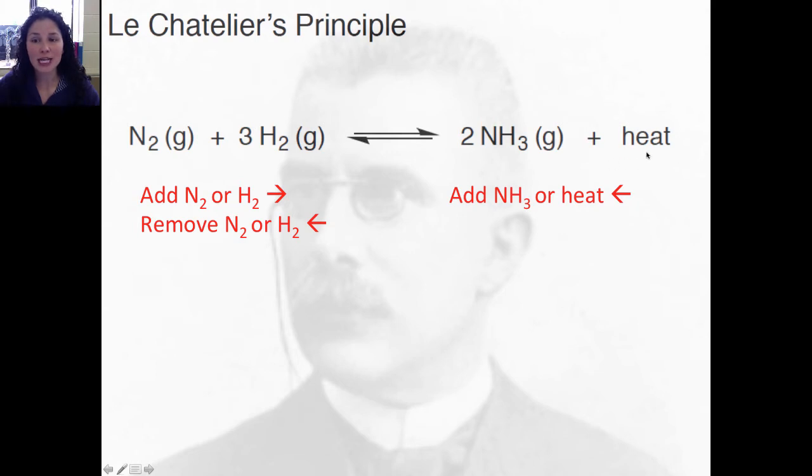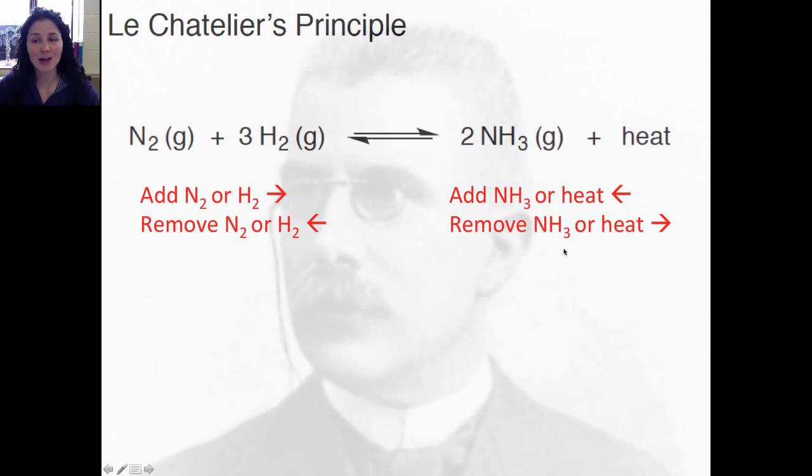Likewise, if I add more heat, it will shift the equilibrium. Adding more heat will actually change the value of K because K depends on the temperature. But heat actually acts just as if it were a regular product. So you can treat it just as if you were adding more ammonia. When you add more heat, it shifts the equilibrium to the left.